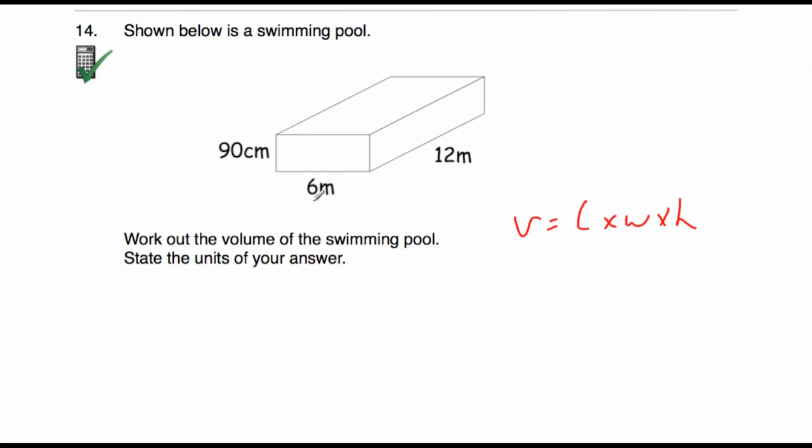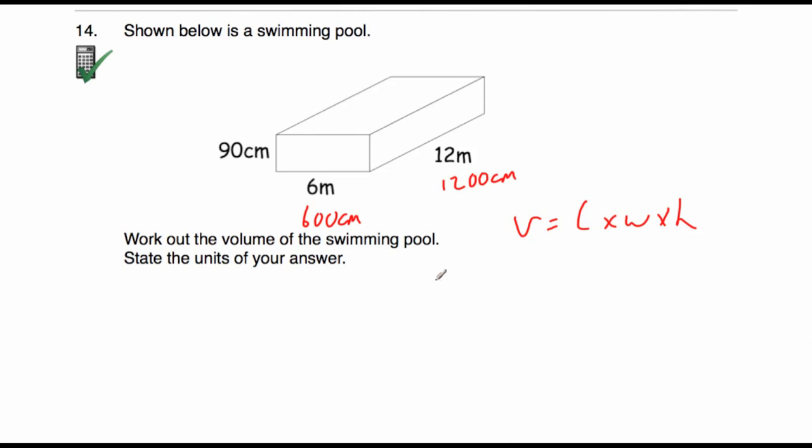Now we could change our 6 metres into 600 centimetres. We could change our 12 metres into 1,200 centimetres. And we could multiply the 90 by the 600 by the 1,200, and we could get the volume of the swimming pool in centimetres cubed. And then it says state the units. So we would state the centimetres cubed would be the units.